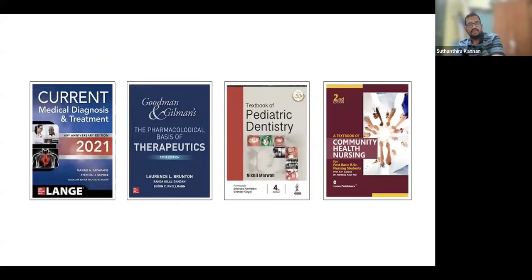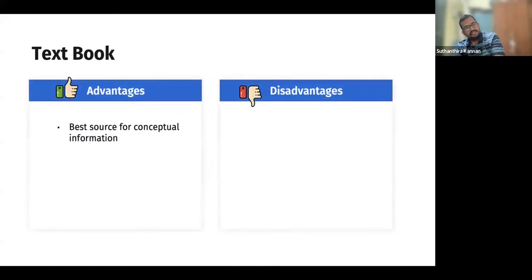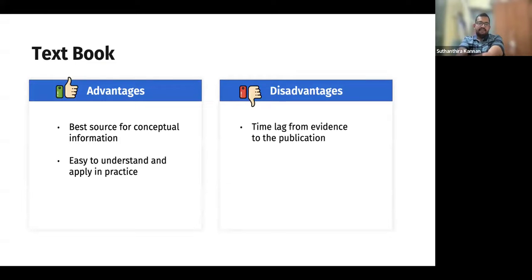These are textbooks, the finest textbooks available. The advantage of textbooks is that they give conceptual information. Suppose you want to prove any theory or concept, textbooks are the best source. Easy to understand and apply in practice. A time lag from the evidence to publication may be there. Editor and publisher bias will be there. The editor may write his or her own points.